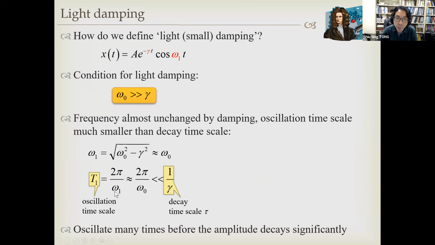The second thing is that the oscillation timescale is much smaller than the decay timescale. The oscillation timescale is 2 pi over omega 1, right? And since the frequency is almost unchanged, omega 1 is omega naught, and the decay timescale is 1 over gamma. Now you see here, if omega naught is much larger than gamma, then 2 pi over omega naught is much smaller than 1 over gamma. So you can immediately see that the decay timescale here is much longer than the oscillation timescale. And that is the characteristic of light damping.